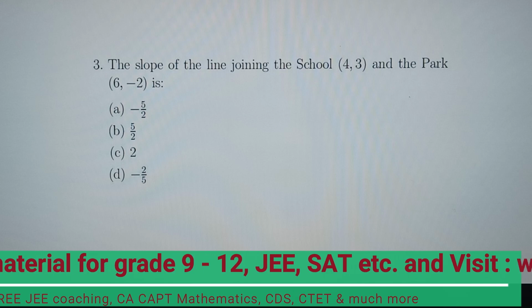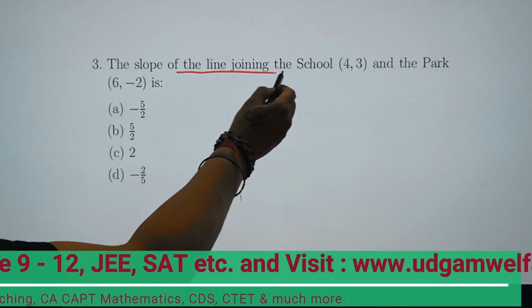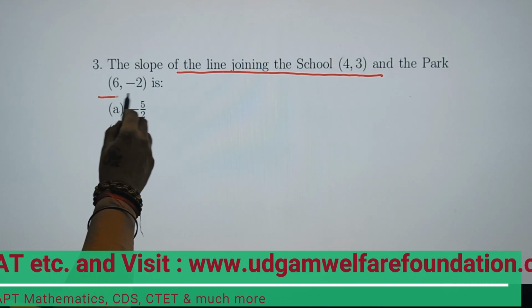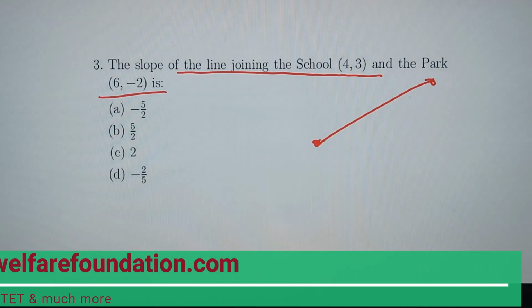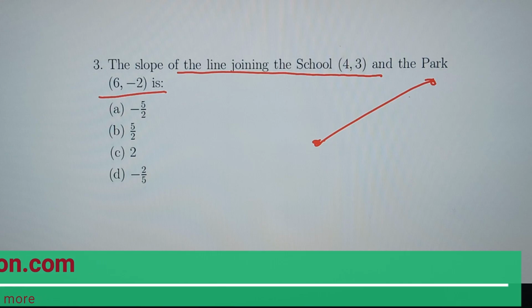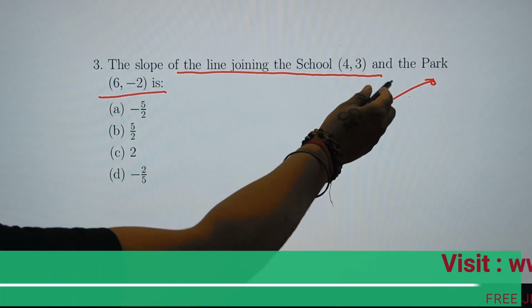So students, here comes our question number 3, which is to state the slope of the line joining the school and the park. Basically we need to find the slope of this particular line which is formed by joining these 2 points.